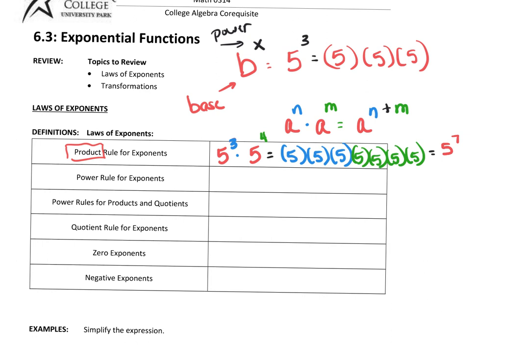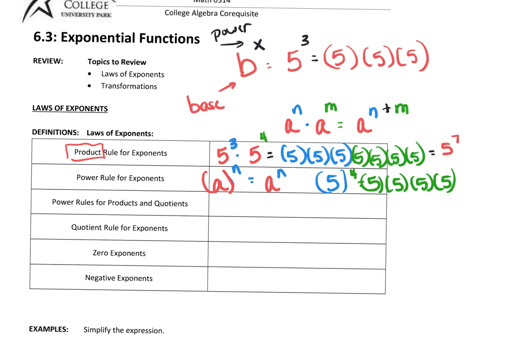The power rule says if I take a number a and I raise it to a power such as a to the n, this is just equal to a to the n. Or in this case, it would be like saying 5 to the fourth is equal to 5 times 5 times 5 times 5.